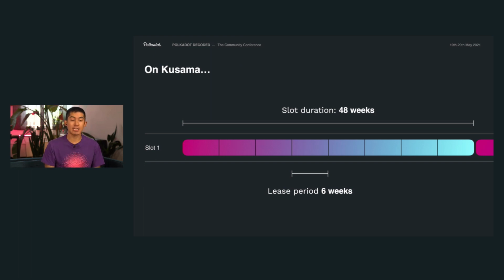On Kusama, this is going to be a little bit shorter. The slot duration here is only 48 weeks, which is approximately 1 year. And then the lease periods are only 6 weeks long. And of course, we do this a little bit faster on Kusama because it's a canary network for Polkadot. We want to see all of these state transitions of parachains happening more quickly, to make sure that everything's running smoothly and that we're getting everything we expect.